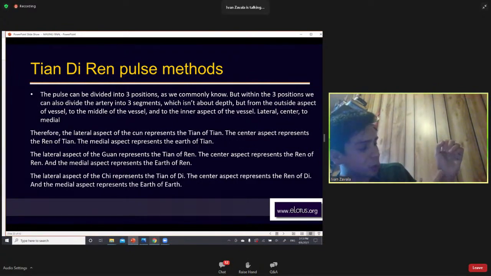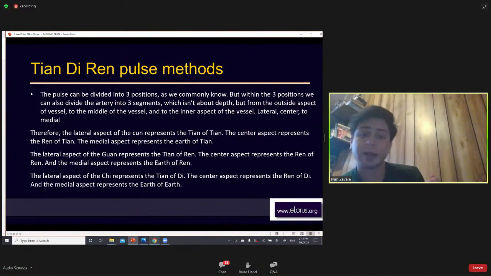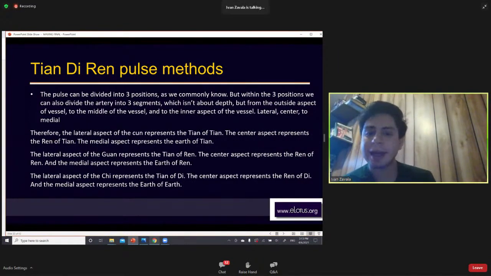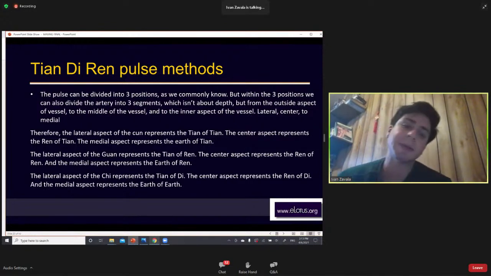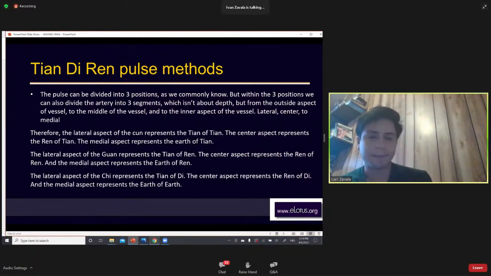That is basically telling us also a pathological progression. The same thing with the guan. The guan represents the ren aspect, but the outside aspect of that guan is the tian of ren, the heaven of humanity. The center aspect represents the ren of ren, humanity of humanity, and the medial aspect represents the earth of ren, the earth of humanity. And the lateral aspect of the chi represents the tian of di, the heaven of earth. The center aspect represents the Ren of Di, the humanity of earth, and the medial aspect represents the earth of earth, right? So that's the method that the Liujing actually talks about.